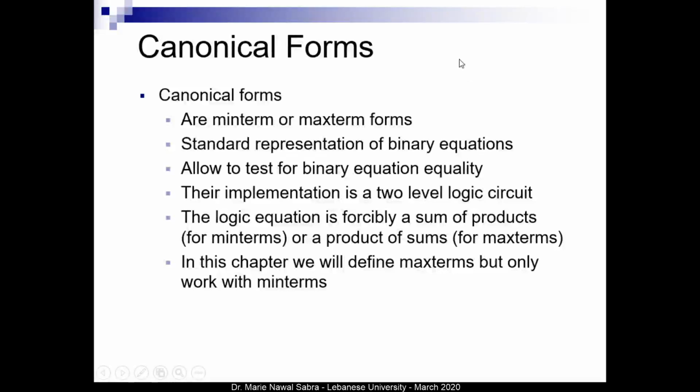What about canonical forms? Canonical forms are the min-term or what we call the max-term form. They are standard representations. We are going to talk about them now. They allow us to test the truth or the equivalence of two binary equations, just like the truth table. Their implementation is on a two-level logic circuit. This means we have two rows of logic gates. The logic equation is always a sum of products in the case of min-terms or a product of sums in the case of max terms. No other combinations.